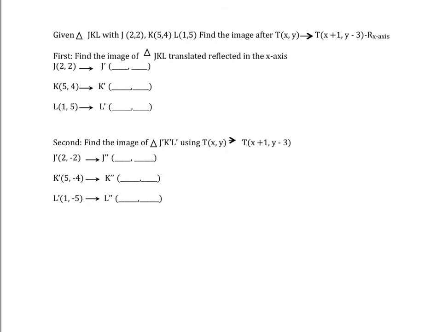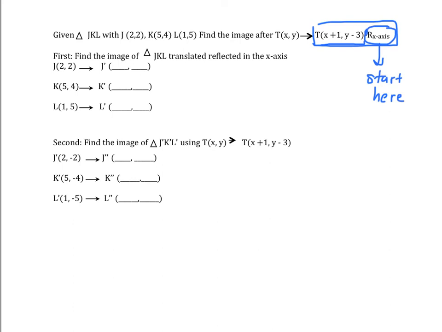In our last example, we're given triangle JKL, with the vertices J at 2, 2, K at 5, 4, and L at 1, 5. And we have to find the image after a translation, which takes every x value and adds 1 and subtracts 3 from the y value. And this is a composition with a reflection in the x-axis. So again, there should be a little open circle here to represent that we're doing a composition. And when your composition is listed this way, again, we want to start on the right. So start here.